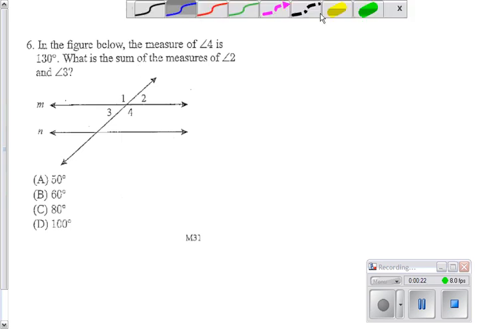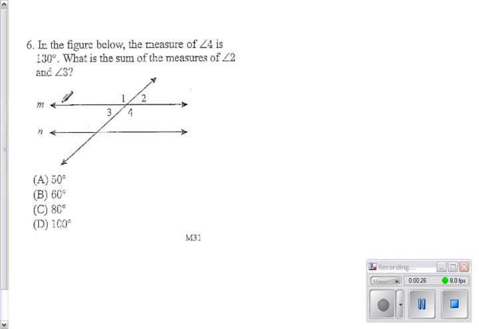Okay, let's get into a habit. When they give us information in the problem about a diagram that's not listed, we need to write that down on there. So we have angle 4, 130. So we'll come right here and write 130 degrees. Getting a little better writing with this mouse. All right, and our question is, what is the sum of measures 2 and 3?